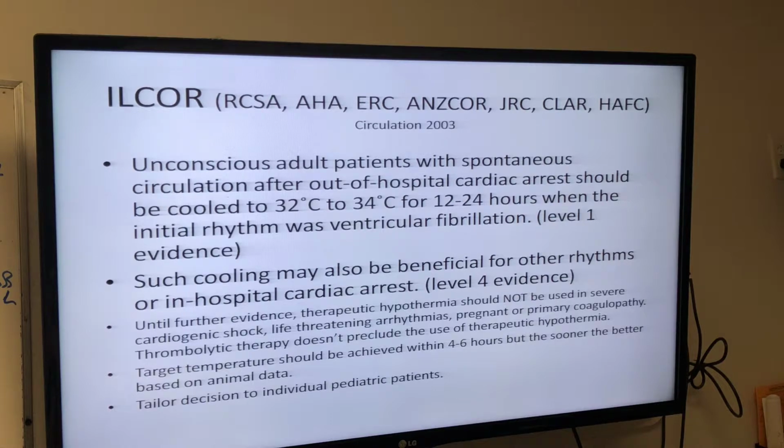It's very mild coagulopathy. Target temperature should be achieved within 4 to 6 hours, but the sooner the better, based on animal data.